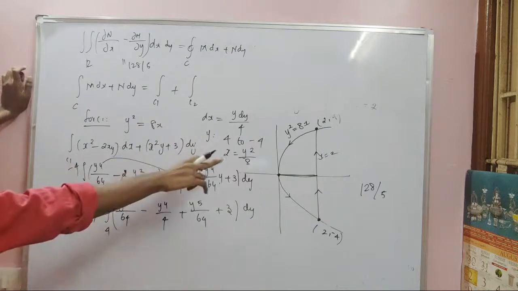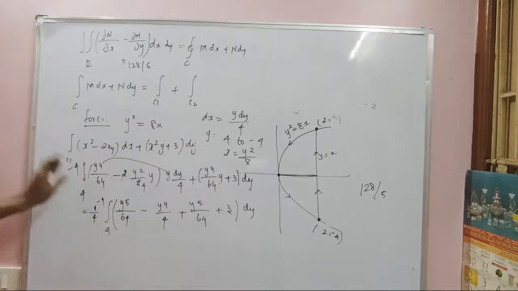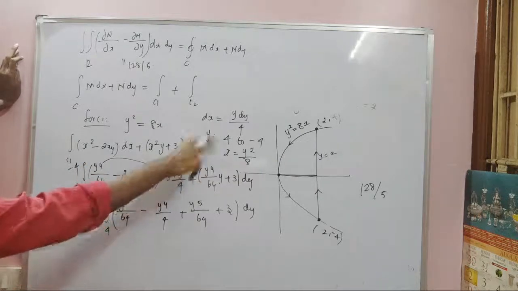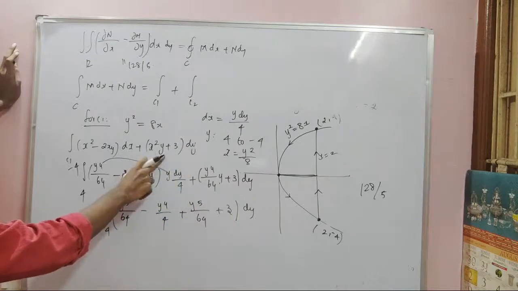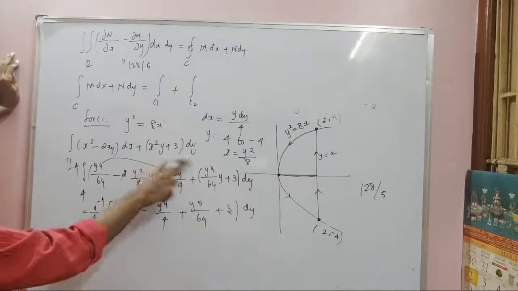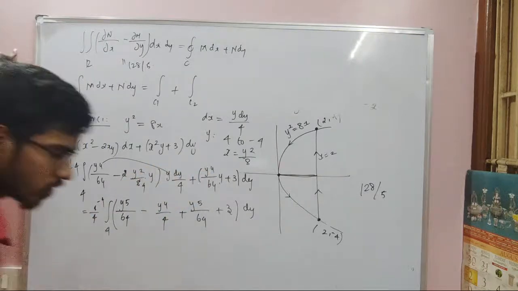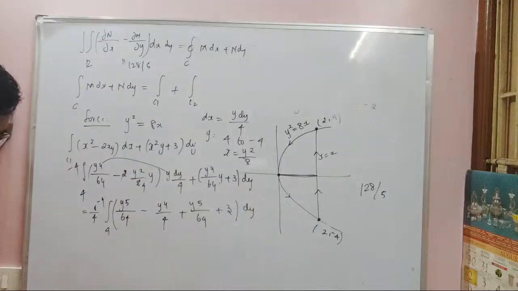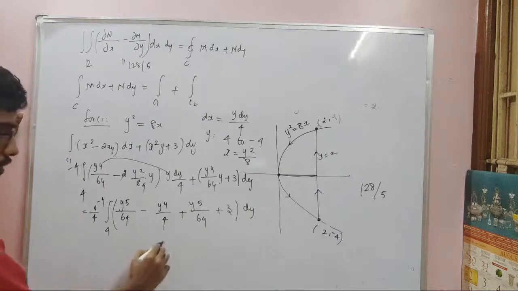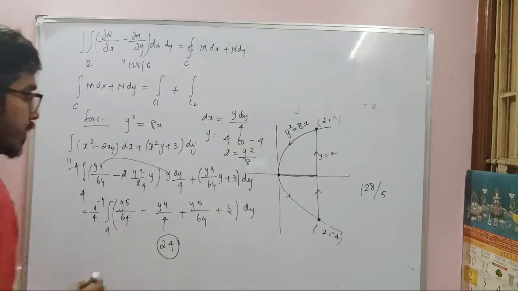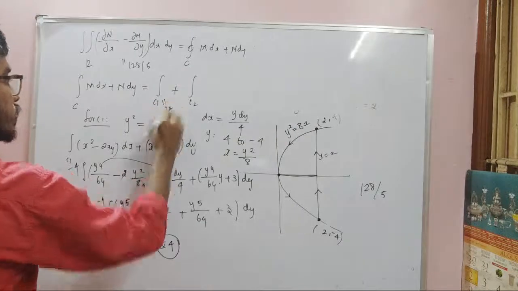So substitute x equal to y square by 8. So there will be x square as y power 4 by 64, and 2xy, where x is y square by 8 into y, dx is y dy by 4, and here we have x square y. So x square will be y power 4 by 64, y is y again, and plus 3 dy. So just integrate this. I think you can integrate this very easily. If you integrate this and substitute upper limit minus lower limit, we will have the answer to be equal to 24. So therefore this value is 24.